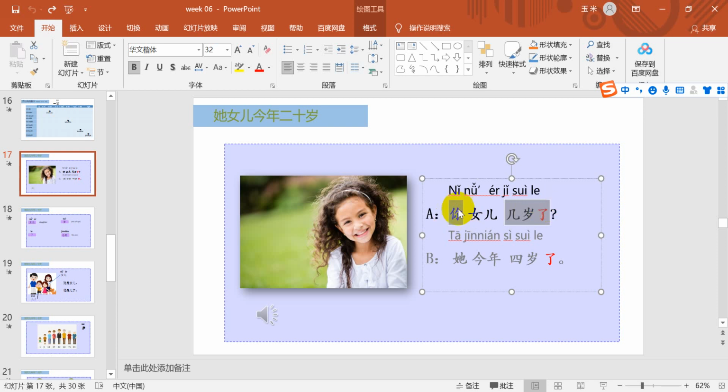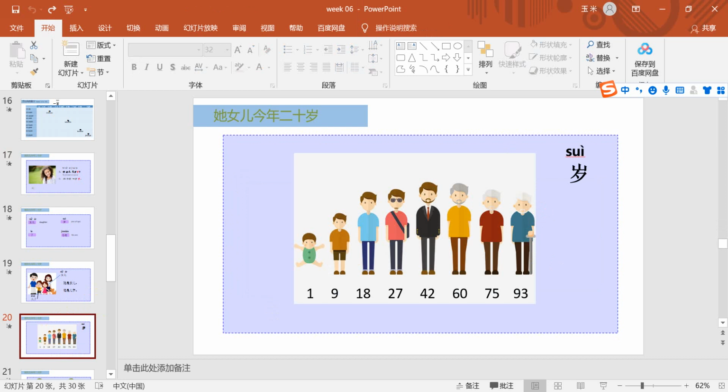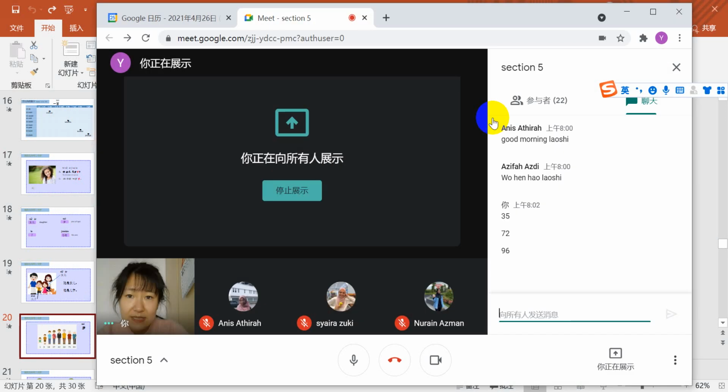Okay, 那一起读 this one: 你几岁了？你几岁了? How old are you? 几 means how old, how many. So when we want to ask about a number, we use 几. But for the answer, it is usually less than 10.